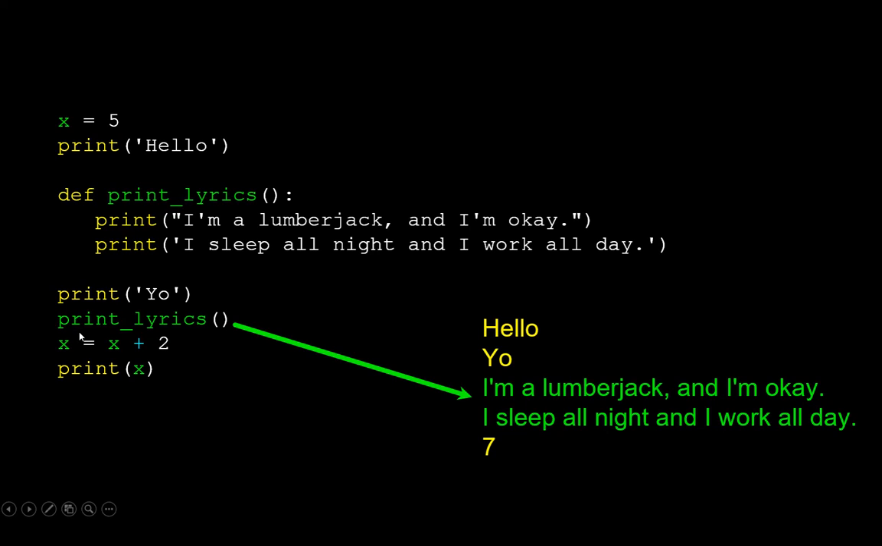After this printing is done, it comes back to the next line after the function call, which is going to add 2 to the x that we defined here, and it's going to print x, which is going to be 7. So the difference between this and the previous example was that in this example we actually invoked or called the function that we defined, and now we can see the output that we were intending to see.